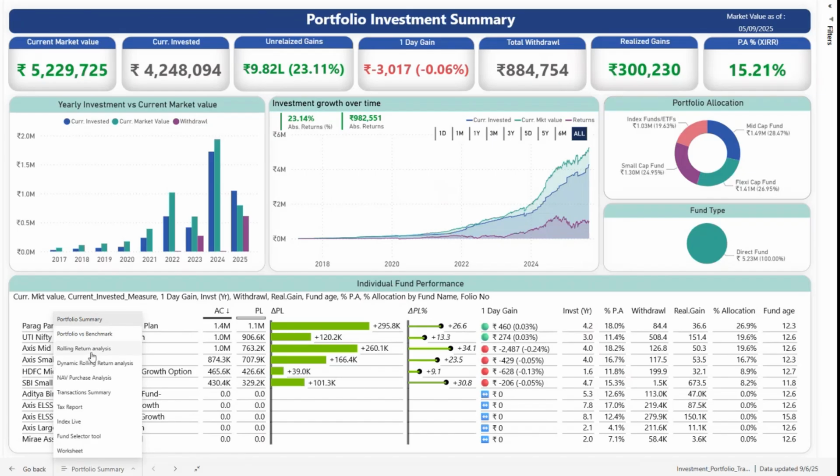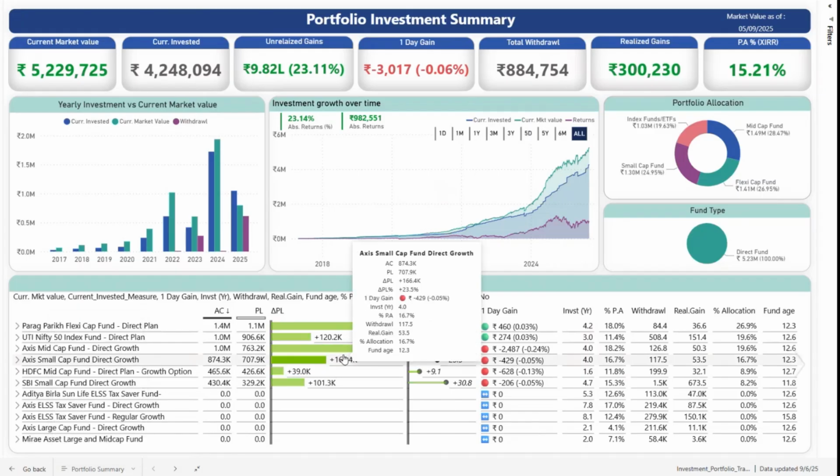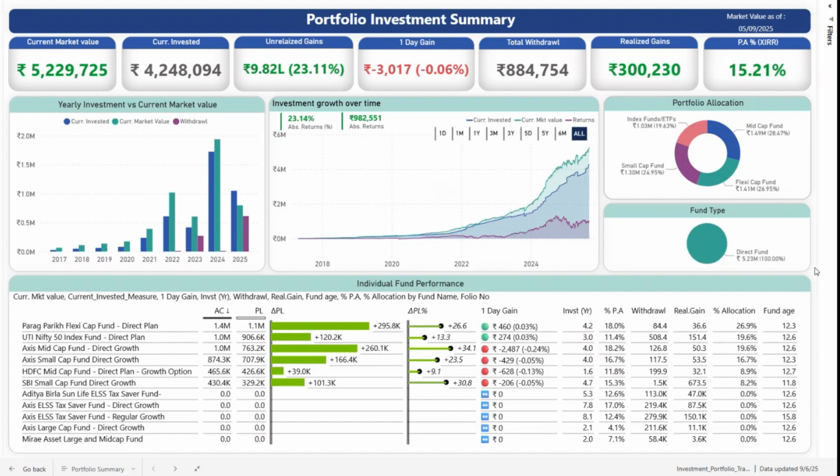And then rolling return is the other metric. Even if you plan to invest in any new fund, you can mimic the new fund against a portfolio, individual fund versus benchmark, and analyze rolling return as well, so that you get two data points to decide whether to go with the investment or not. And then NAV purchase analysis helps you decide on a lump sum or not. And then the transaction summary is used to track transactions and taxes, for tax understanding and all the things. So these are all the features which I have developed so far.